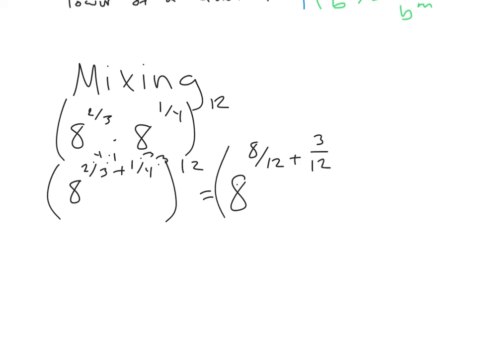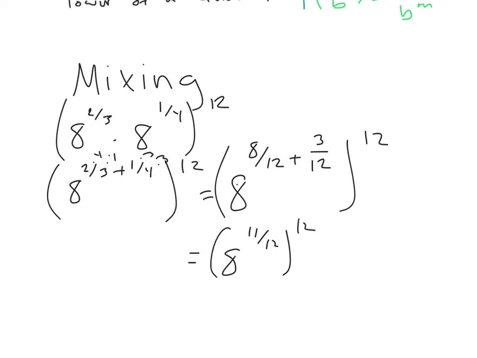And then this, of course, is still to the 12th power. And actually, me doing that makes more sense now because something's going to simplify in just a little bit. So what's 8 plus 3? Well, that gives me 11, right? So that means I have 8 to the 11 over 12 raised to the 12.